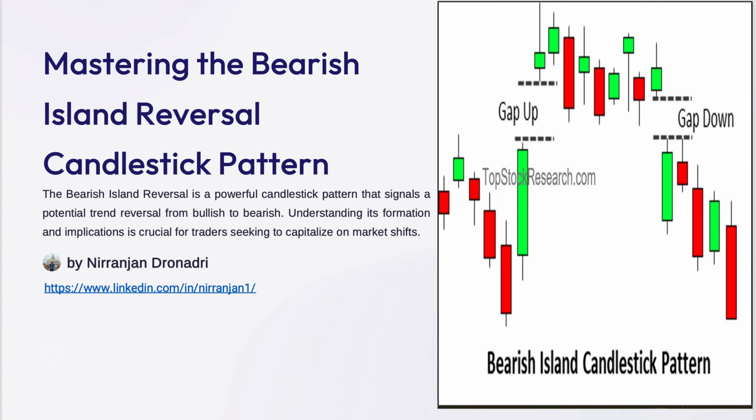Hi, hello, namaskaram. Today, let's talk about mastering the bearish island reversal candlestick pattern. If you see the gaps here, there's a gap up here and a gap down here, and if they both form with complete space in between them, if you draw a line, it should go through. In this kind of scenario, this is called a bearish island candlestick, gap up and gap down.